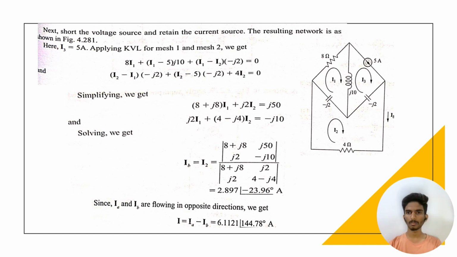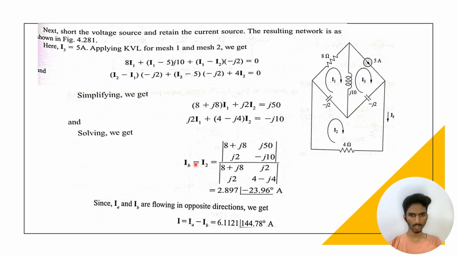And here we can directly say that I3 is equal to 5 ampere. And by applying KVL to mesh 1 and mesh 2, this mesh and this mesh, we get two equations as shown here. By simplifying, we get the simplified equations.